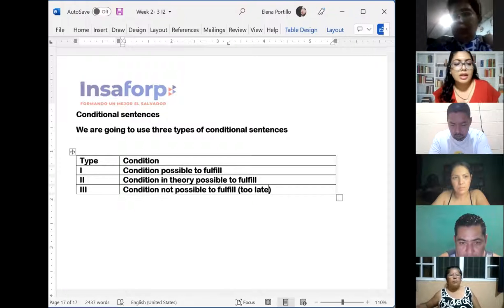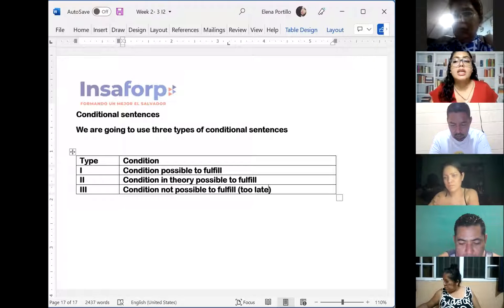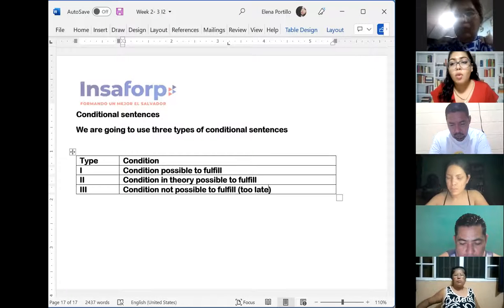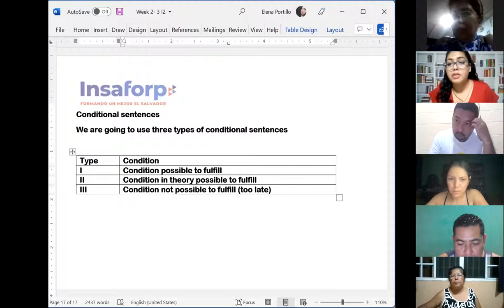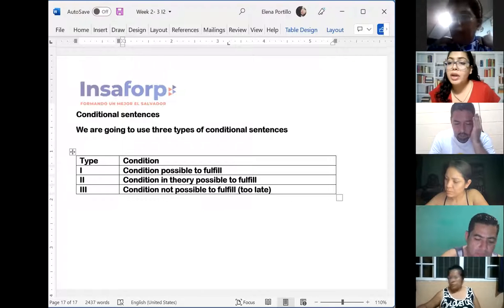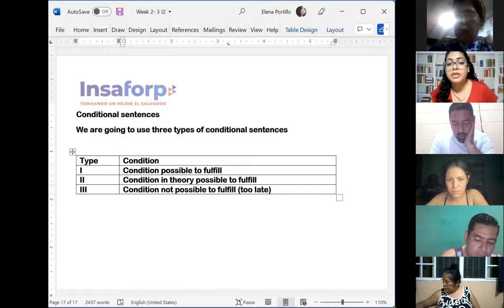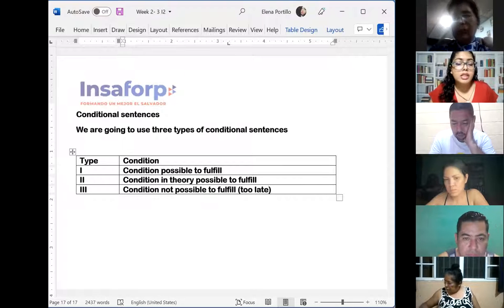So in this case, the condition of this kind of sentences is that in the number 1 or the type 1, it talks about a condition that is possible to fulfill or to complete. And the number 2, we have a condition that in theory is possible to fulfill. And in the number 3, a condition that is not possible to fulfill or it is too late.